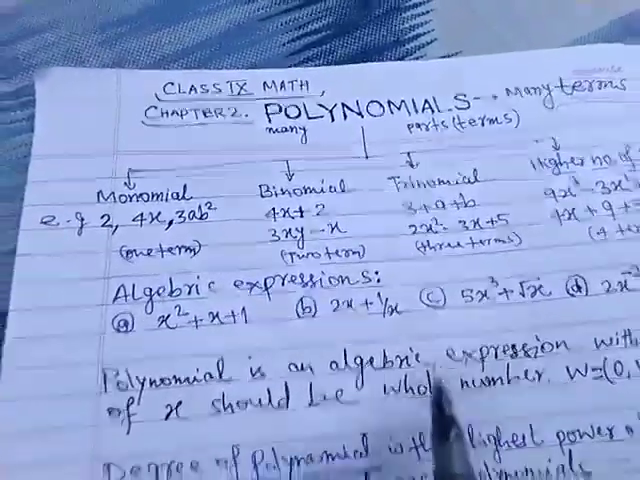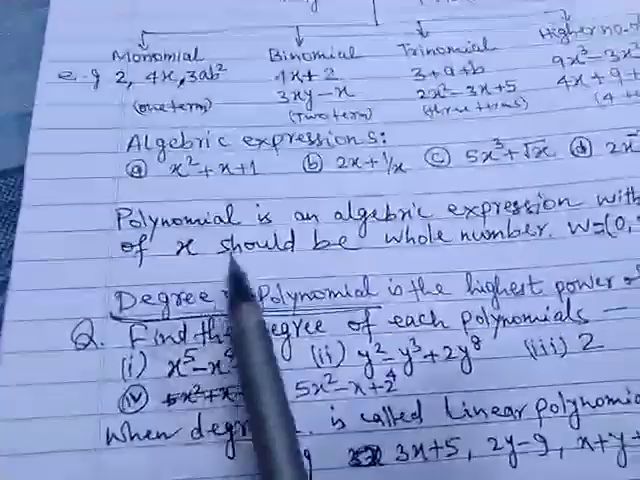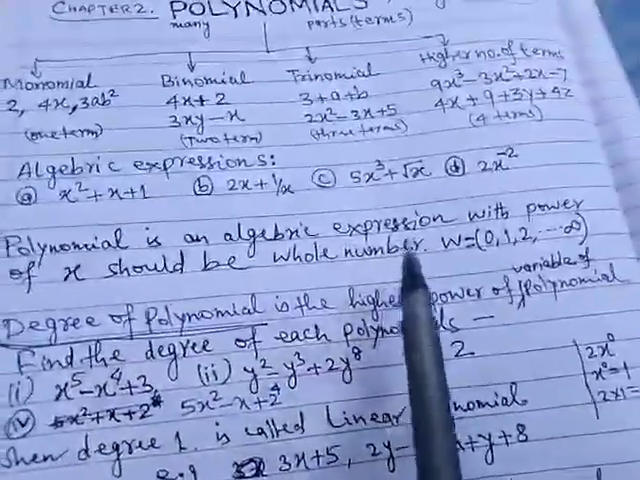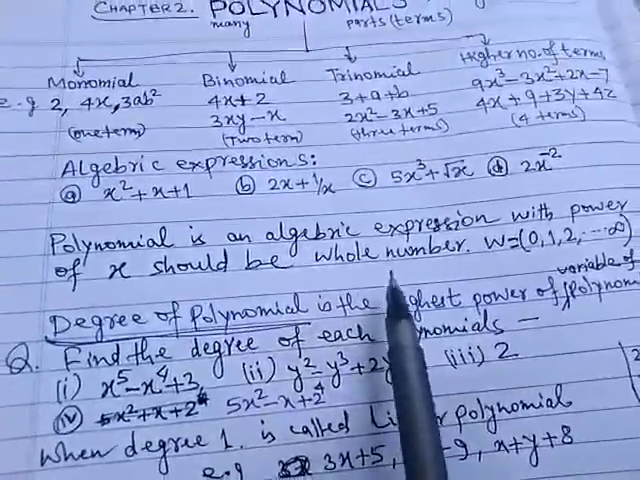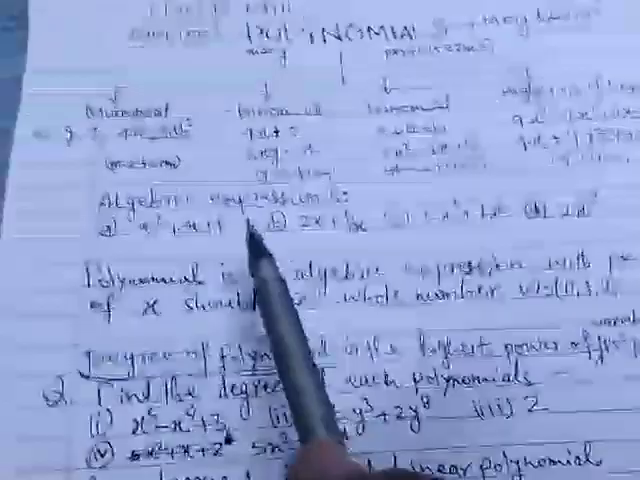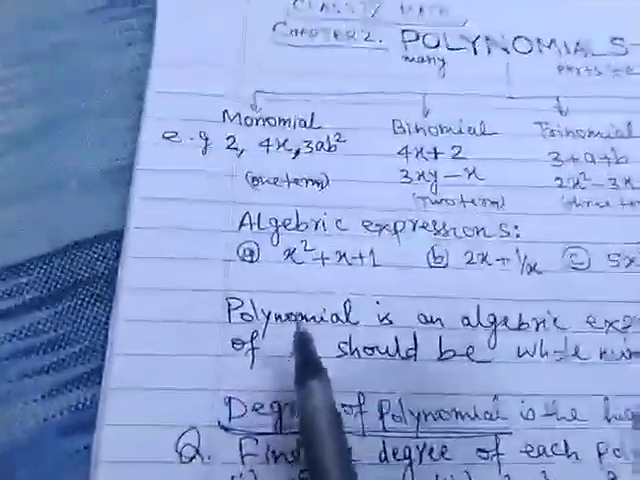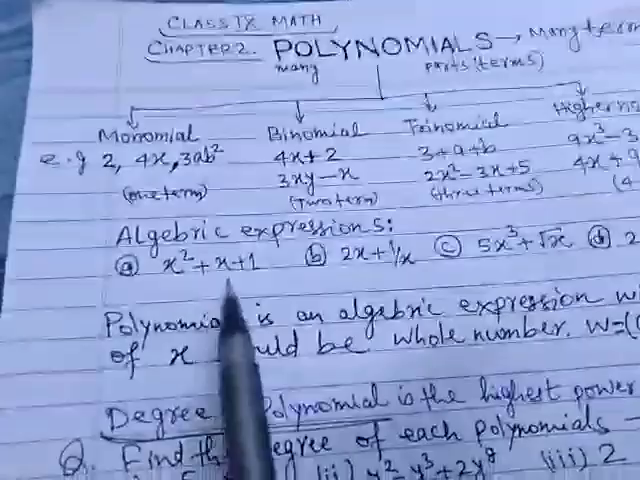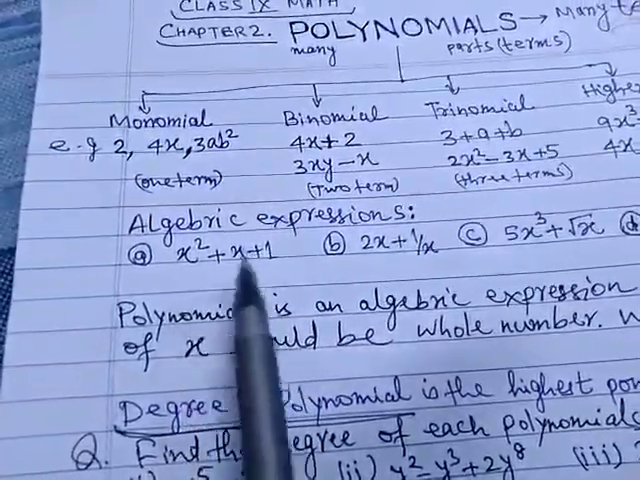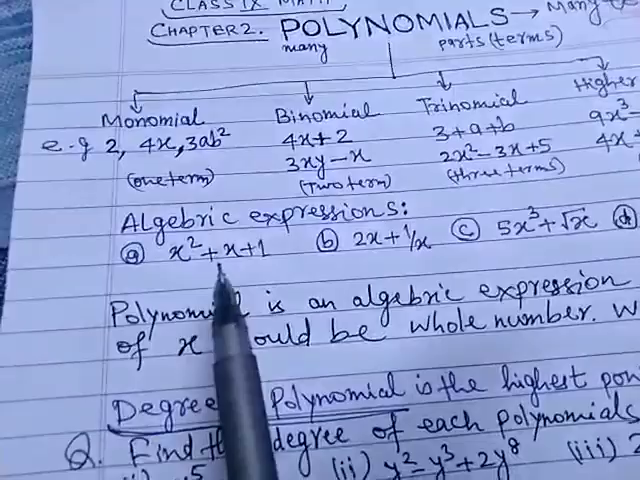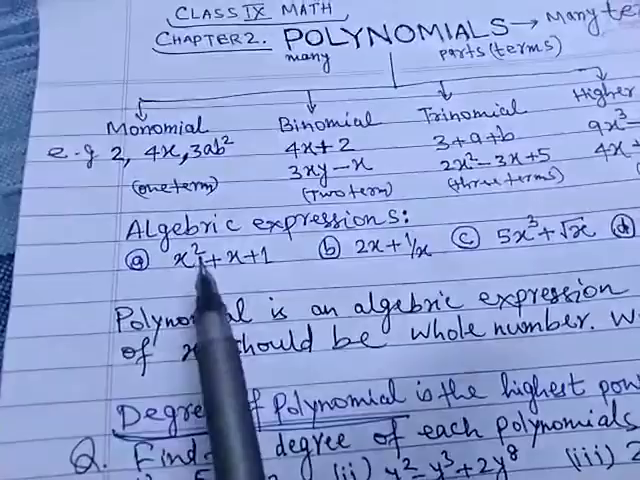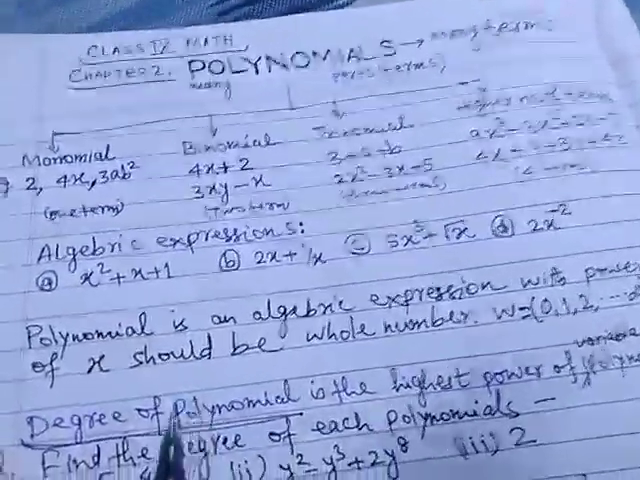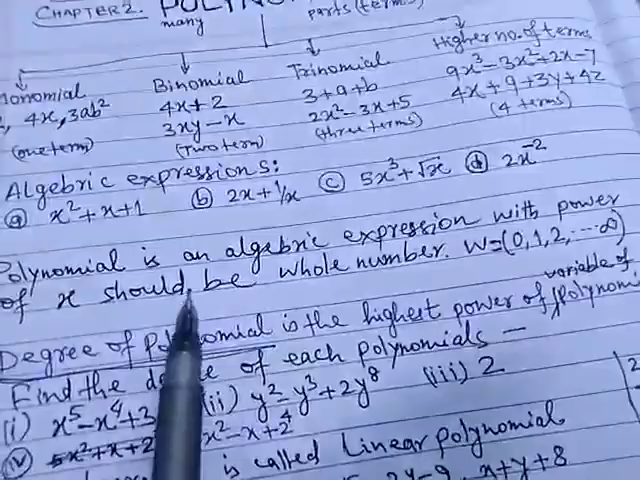So polynomial is an algebraic expression with power of x should be whole number. Power should be whole number. So here we see an algebraic expression like x square plus x plus 1. So this is an algebraic expression, and the power is a whole number, here 2 is a whole number. You know whole number? Whole number means 0, 1, 2, 3, 4, 5, etc. up to infinity is called whole number.